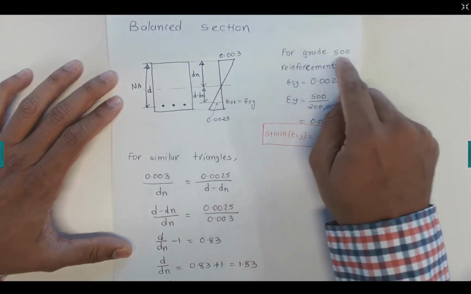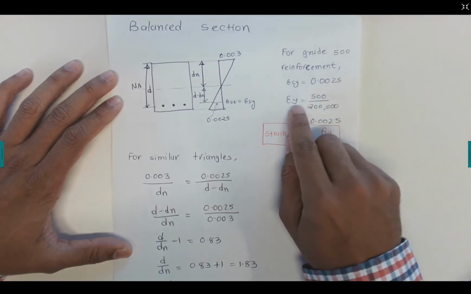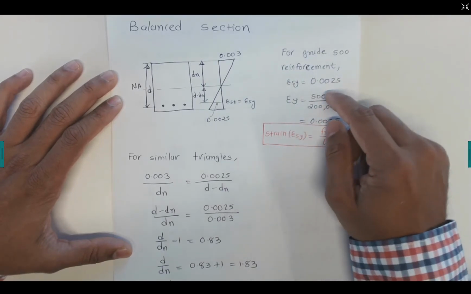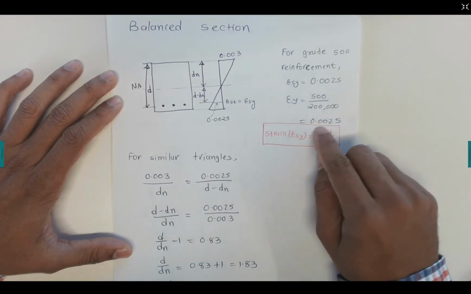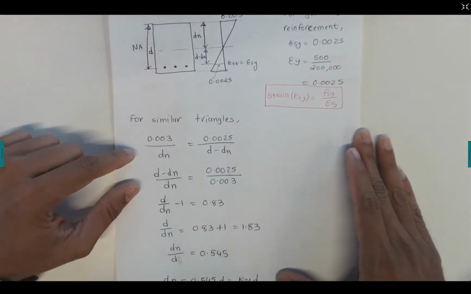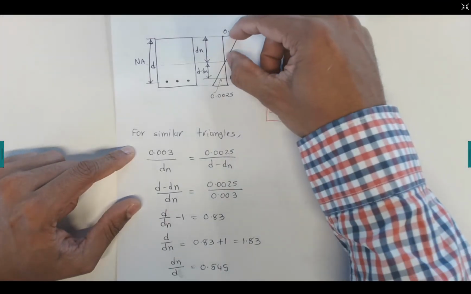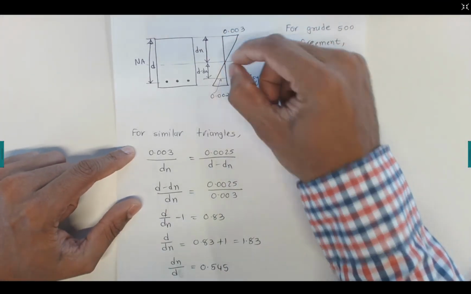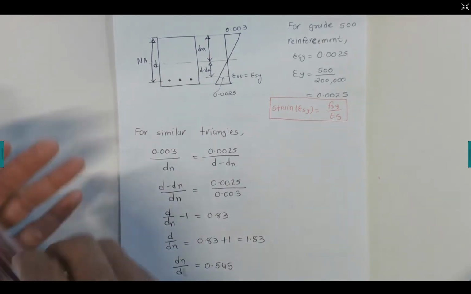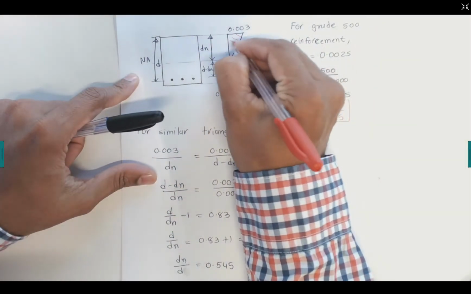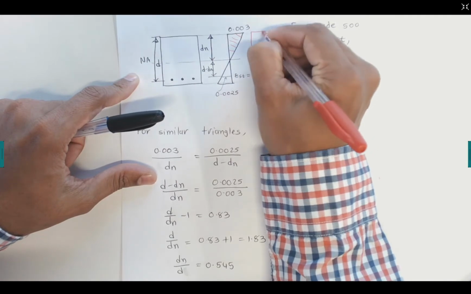is given here for 500 grade. Just the calculation of ESY is yield strength over Young's modulus. Young's modulus of the steel is 200,000, which gives us 0.025. So if we use similar triangles, for example this triangle and this small triangle here, we are talking about these two triangles here. Let's say this red triangle here.